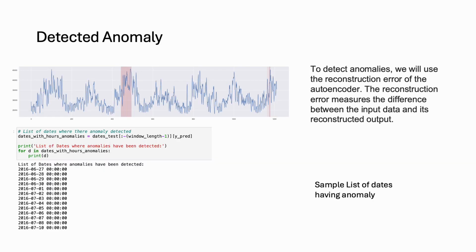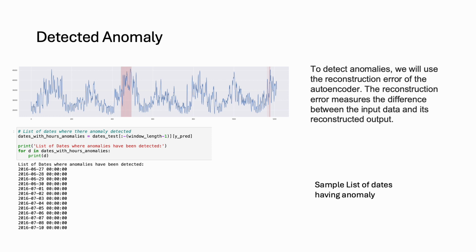Now that we have calculated the threshold, it is now time to put the test data into the model and detect the anomalies within that data set. This particular slide shows the plot, and the red color indicates the anomalies that it has detected within that data set. It also shows the sample output of those dates which are anomalous.